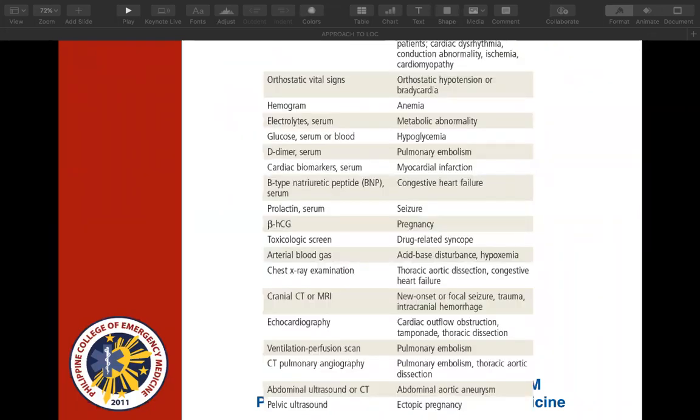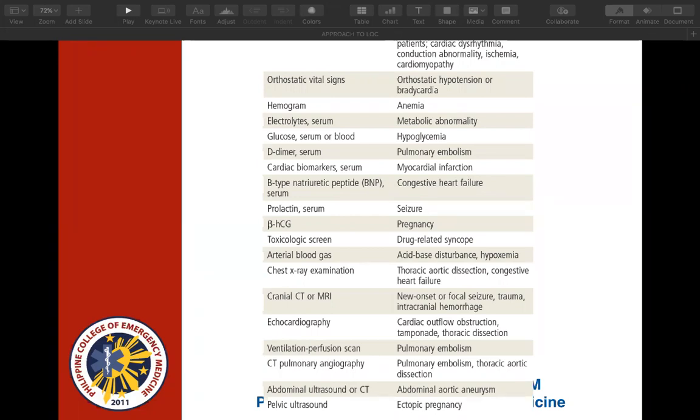This is just a table of what are the things that you need to do to the patient. So first, again, you need to do a 12-lead ECG to screen for most of the common causes, like for example, dysrhythmia, conduction abnormality, ischemia, or cardiomyopathy. Routine hematologic and urine studies have limited usefulness in the evaluation of syncope and are generally not indicated.